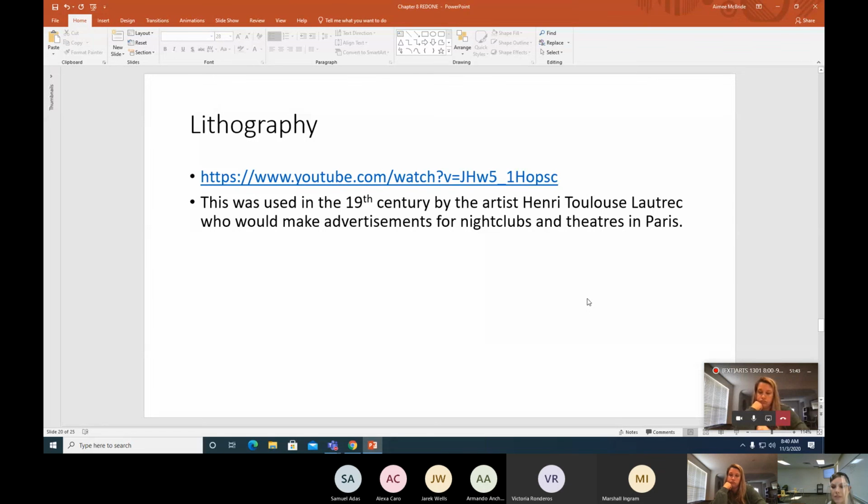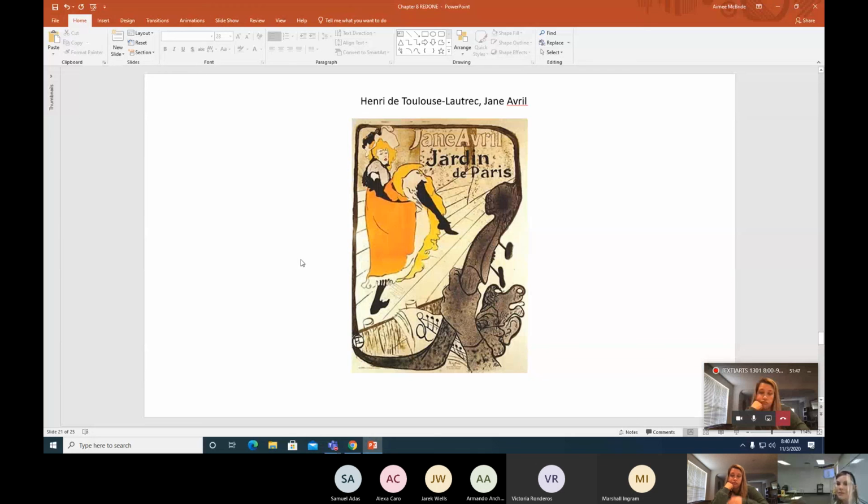Artists that used lithography to make their prints are people like Henri Toulouse-Lautrec and his posters for Parisian nightlife, such as Jane Avril. So we primarily see lithography used in the art world for movement prints, specifically during the late 1800s, early 1900s, for large posters.